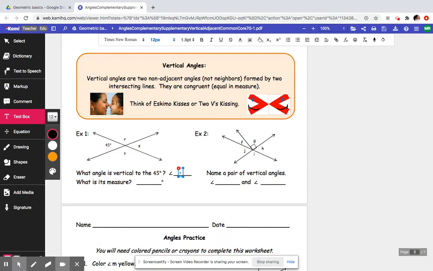Look at this picture here, how their noses are touching. Look at this picture here, how the X's ends are touching. So what is its measure? It would be 45 because it is equivalent.